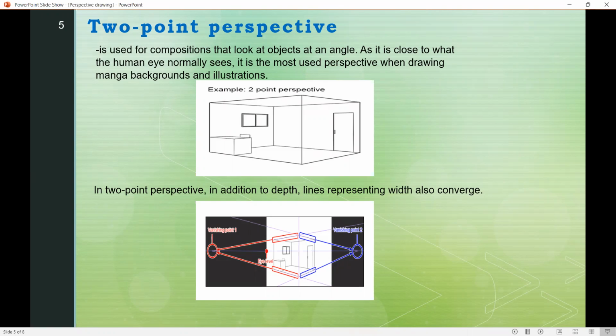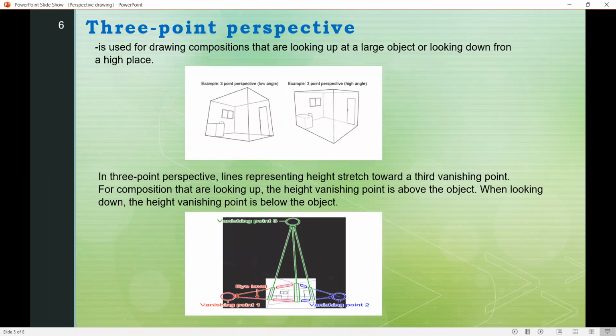In one-point perspective, lines converge on one point from the background to the foreground. Then in two-point perspective, in addition to that, the lines representing width will also converge. As seen in the example below, two lines going in different directions converge in their respective vanishing points. Hence, the name two-point perspective. Even in two-point perspective, vanishing points are on the eye level.